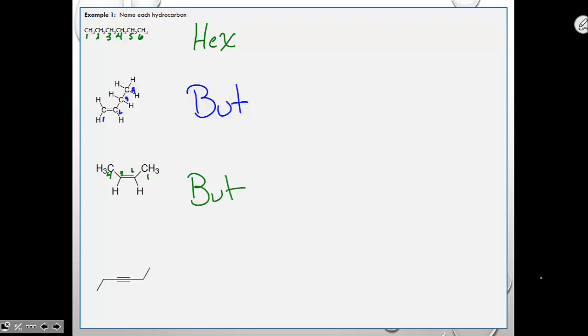And in example D, we have this line structure. Each point on that line structure represents a carbon. So here's 1, 2, 3, 4, 5, 6 carbons. So we would start this by saying that it is hex.